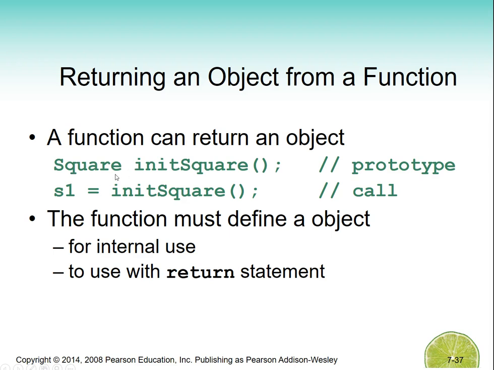So what this line is saying is that initSquare is going to create a square. It is using the default constructor with the params here. And then S1 is going to be assigned initSquare. So initSquare is going to return a value and assign it to S1. That's the call.